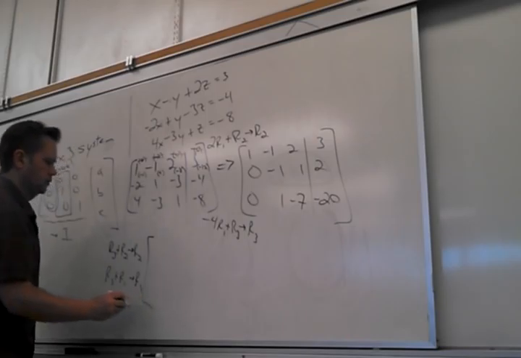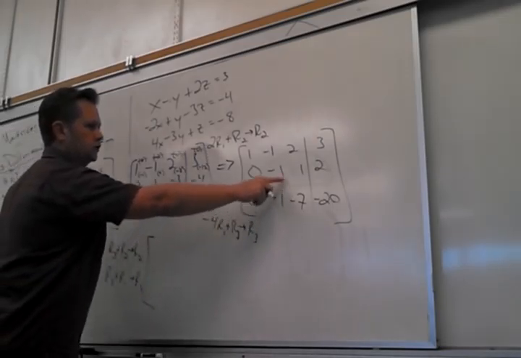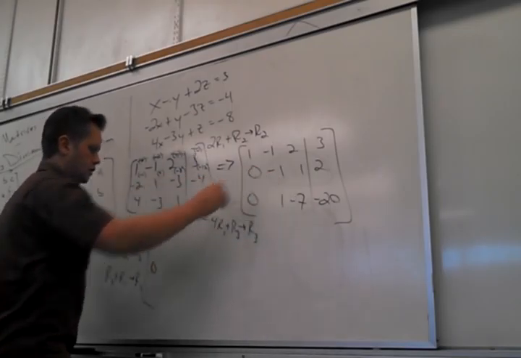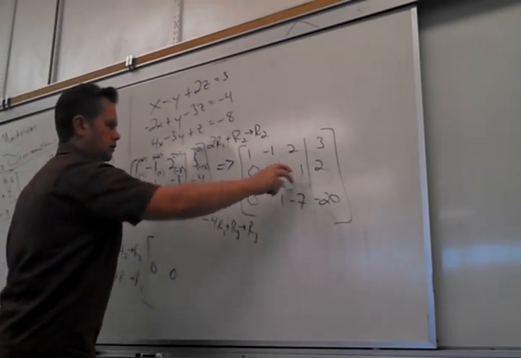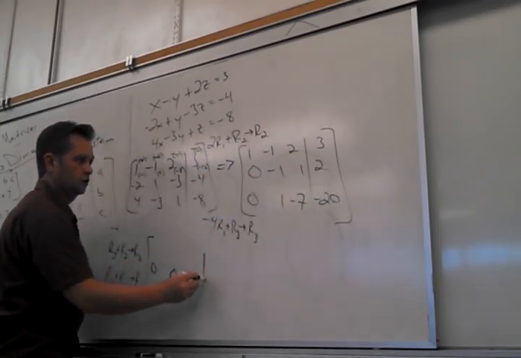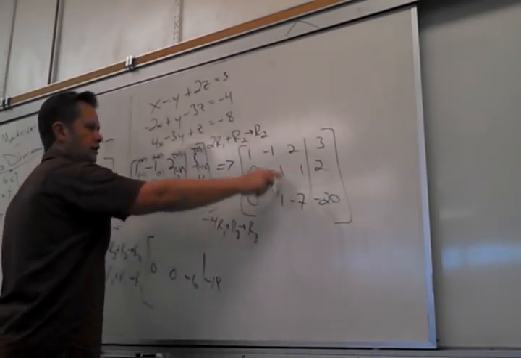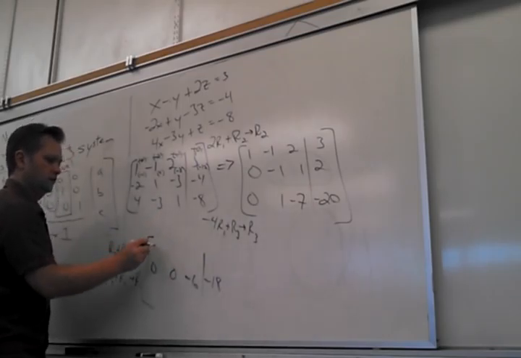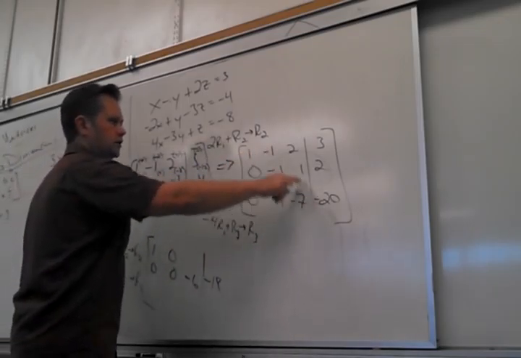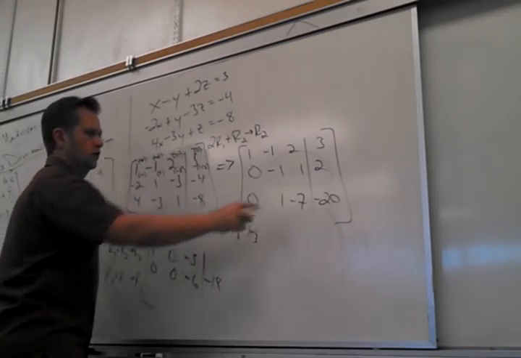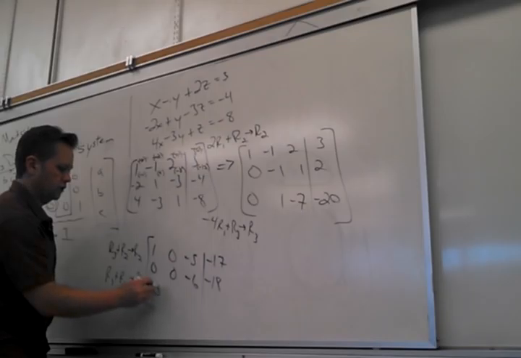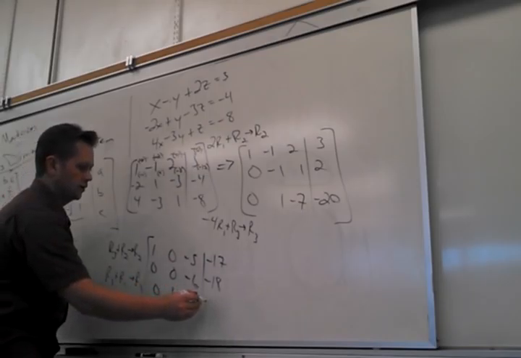Alright, let's see what happens here. Row 3 plus row 2. What do I get here? I get 0, 0, negative 6, negative 18. And then if I add these two, I get 0 plus 1 is 1, 1 minus 1, 0. Negative 7 plus 2, negative 5. Negative 20 plus 3, negative 17. And then this row is still 0, 1, negative 7, negative 20.